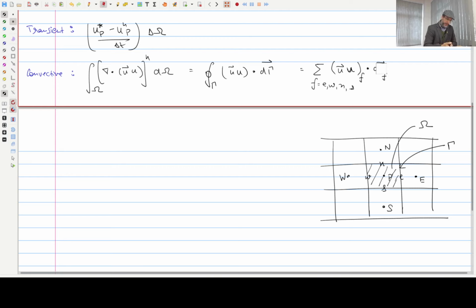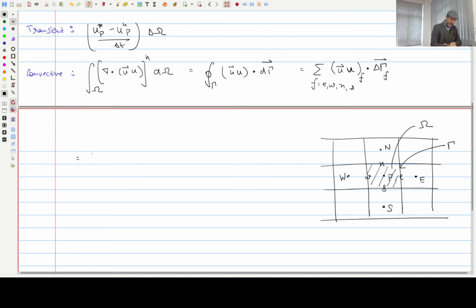Sorry, this is now delta gamma because the integral is gone. So each face has an area vector called delta gamma f. So this can be expanded. Let's expand it into the four terms.